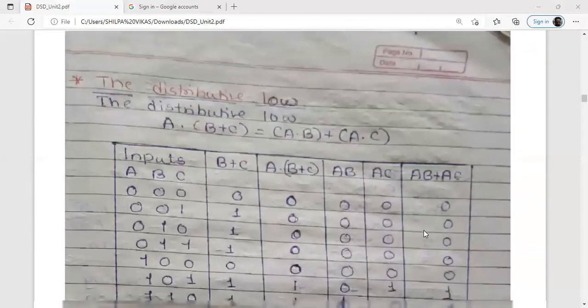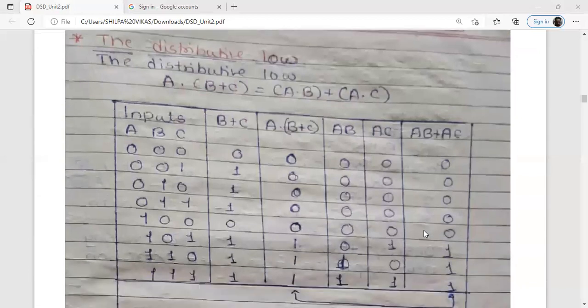Now the next law is the distributive law. Using the same method, we can prove the distributive law also. Here, A dot (B plus C) is equal to A dot B plus A dot C. So this is the distributive law. Let's understand: here A, B, C, three inputs are there. As we know, the three inputs vary from 0 0 0, 0 0 1, up to 1 1 1. So these are the values for A dot (B plus C).